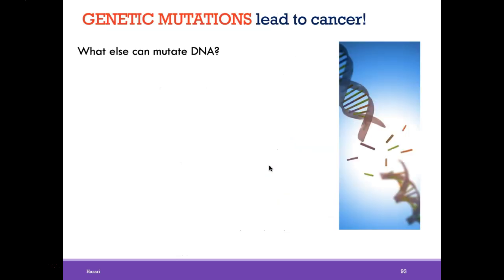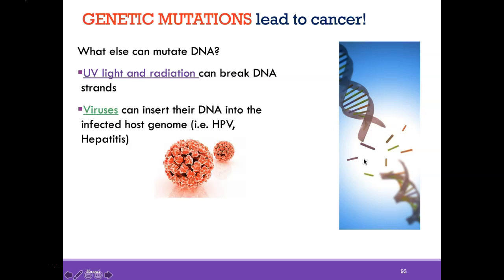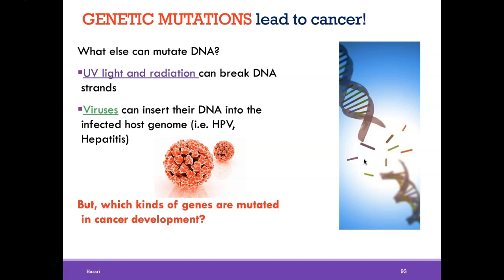What else can mutate DNA? Well, UV light, even from the sun, or radiation can physically break apart DNA strands. Certain viruses can insert their DNA into the infected host genome. So for example, HPV, the human papillomavirus, can insert itself into certain cervical cells. Hepatitis virus can insert itself into liver cells, and this can damage our DNA. It can interrupt the normal message, the normal instructions that our DNA has.